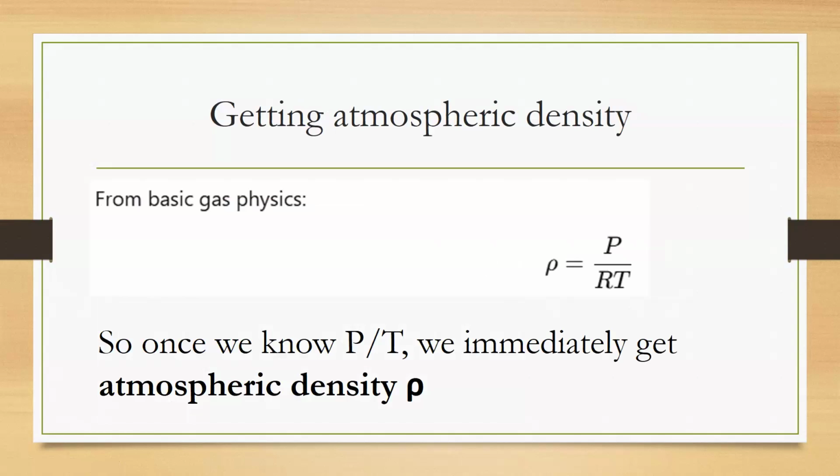So the first one is this basic physics, this gas law that tells us that the atmospheric density is related to pressure and temperature by this. So once we know P over T, we immediately can get rho, the atmospheric density. So we can measure the atmospheric density if we know P over T. Then the next question is, how do we get P over T? R is a constant.